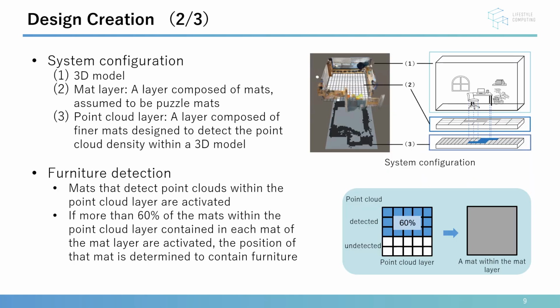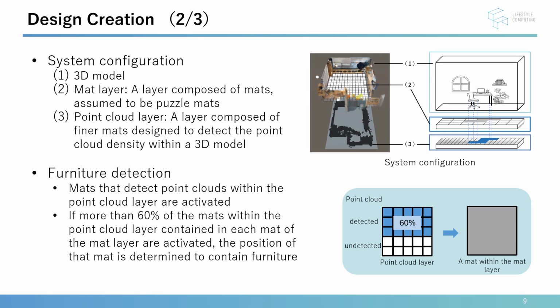This section explains the system structure and the method for detecting furniture. PuzMaty is composed of 3 layers: the 3D model layer, the matte layer, and the point cloud layer. Both the matte layer and point cloud layer are made up of smaller matte. The matte layer visualizes the placement of puzzle mat for creating designs, while the point cloud layer is constructed with even smaller matte to detect specific areas of point cloud within the 3D model.